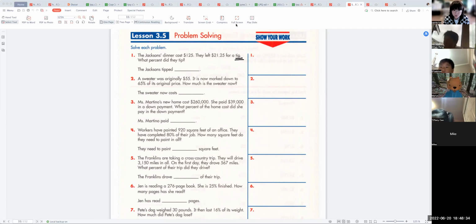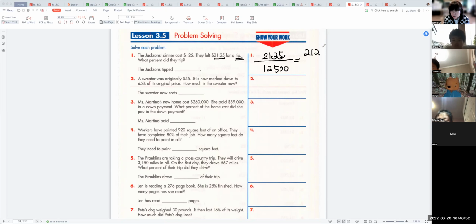Okay, so we're going to do this. The Jacksons' dinner cost 125 and they left 21.25 for a tip. So what percentage is 21.25 divided by 125, correct? So how do we do this one? We move the decimal.